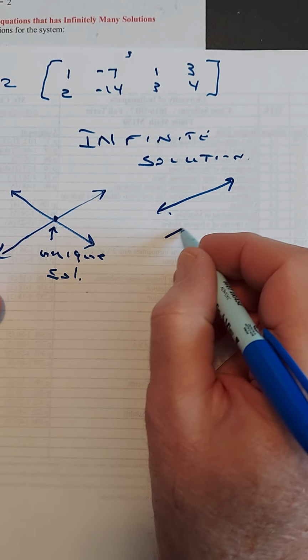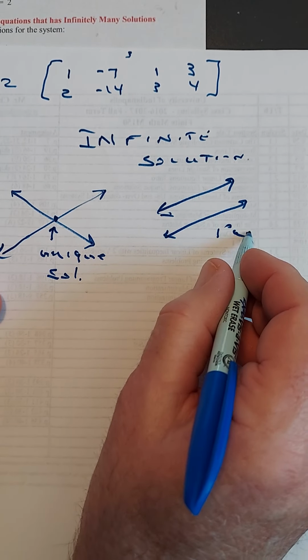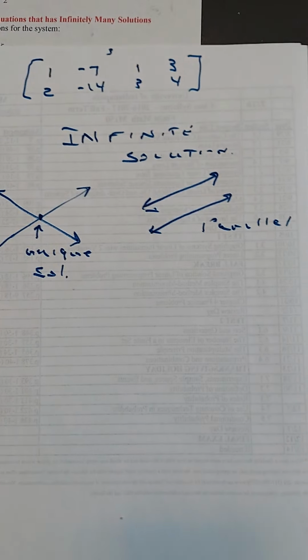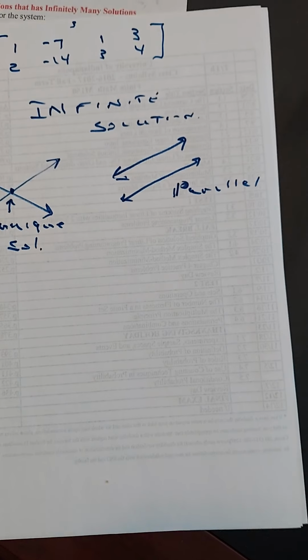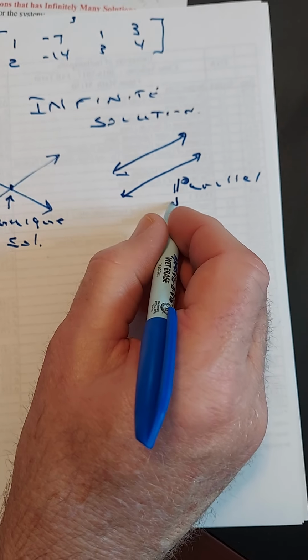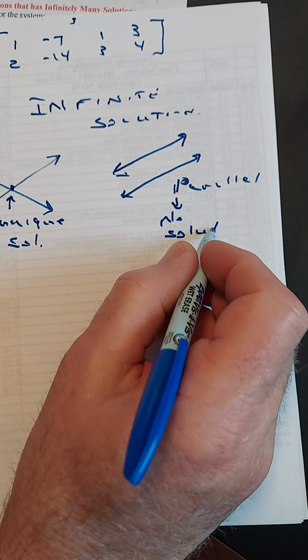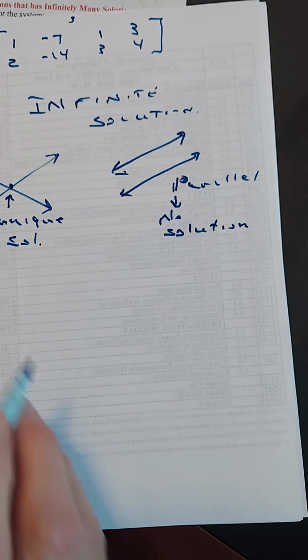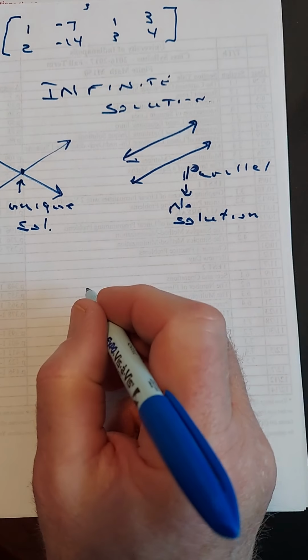But sometimes those lines don't intersect. They might look like this, where they're parallel. So if you can imagine, the solution is where the lines intersect. If they don't intersect, okay, that means you have no solution. No intersection, no solution.